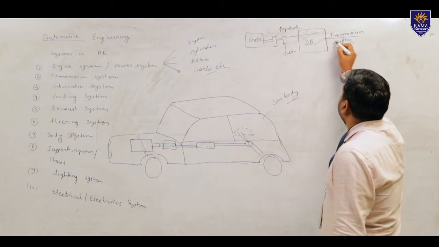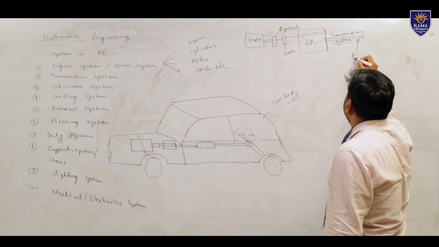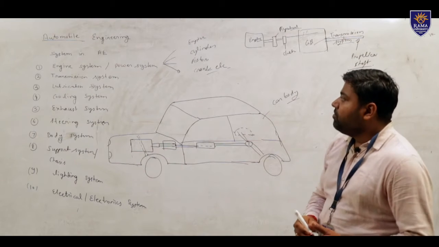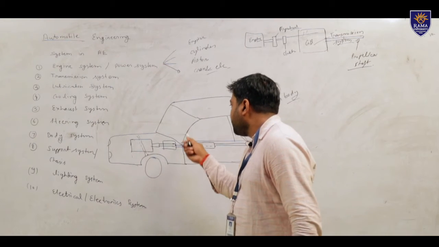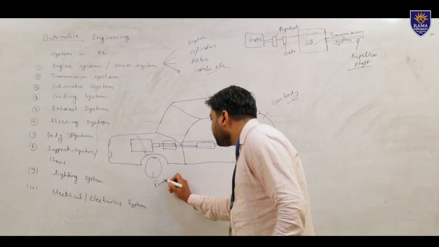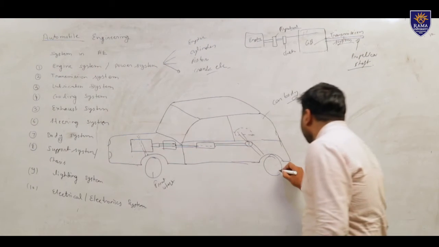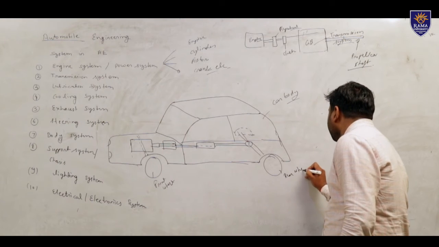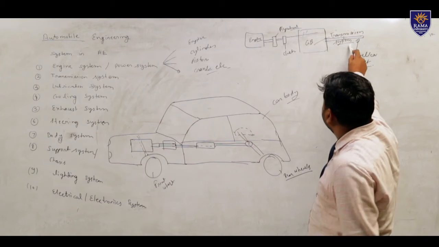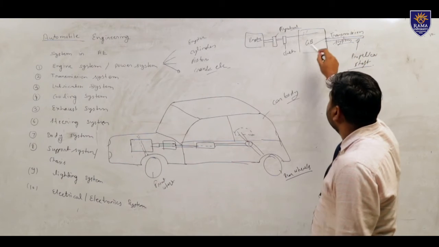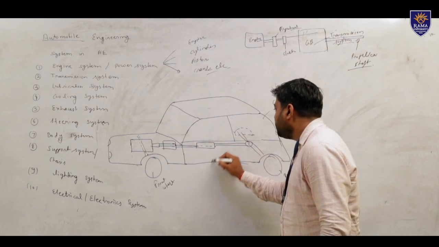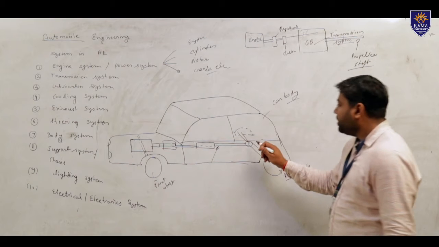After the gearbox, there is a propeller shaft. And this shaft will move the power from the gearbox to the rear wheels. Here are the front wheels, and another is the rear wheels. So the power is transmitted from the gearbox to the propeller shaft. This is the propeller shaft, and this propeller shaft is connected to the differential.